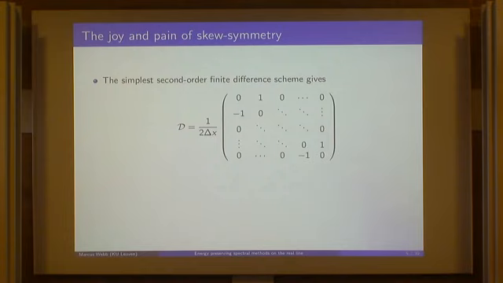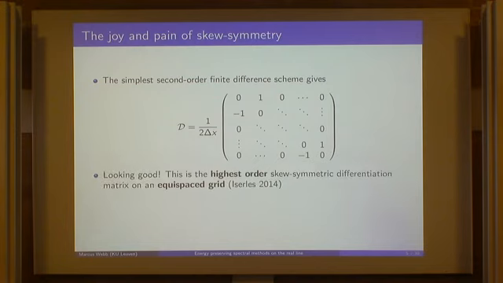So let's look at some differentiation matrices. This is the one that people might be most familiar with. This is just the second order finite differences, a very basic discretization. It's skew symmetric. That was easy enough.